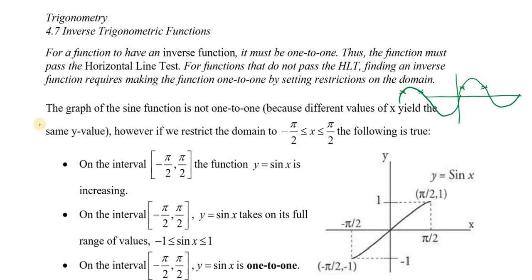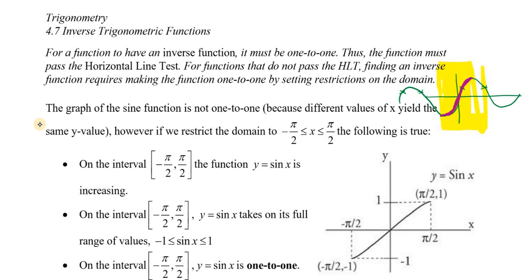However, if we restrict the domain of our sine to negative pi over 2 to pi over 2, what we end up with is just this area of the graph. And we're only talking about this little smidge right here from negative pi over 2 to pi over 2.